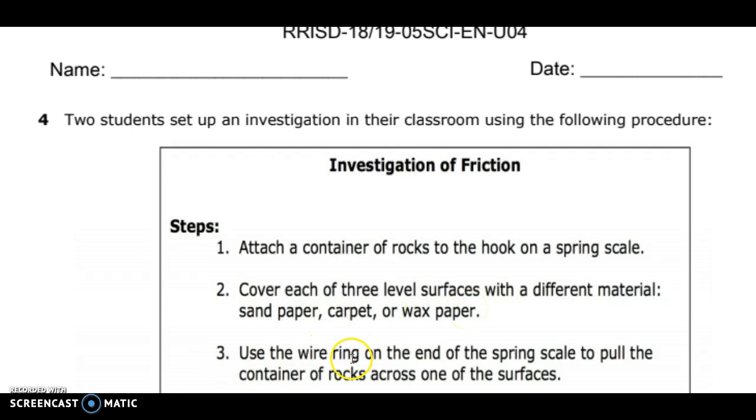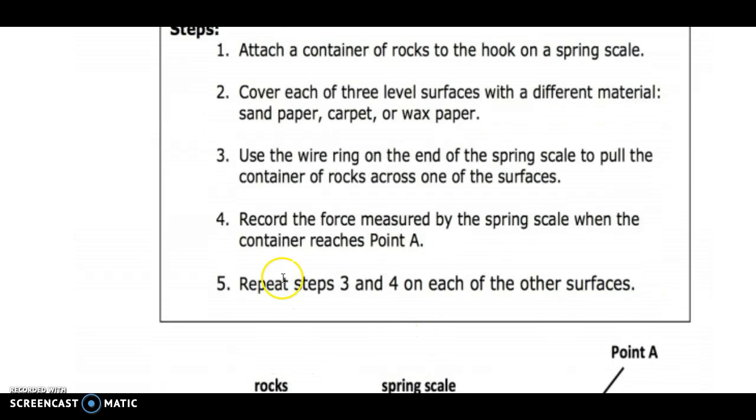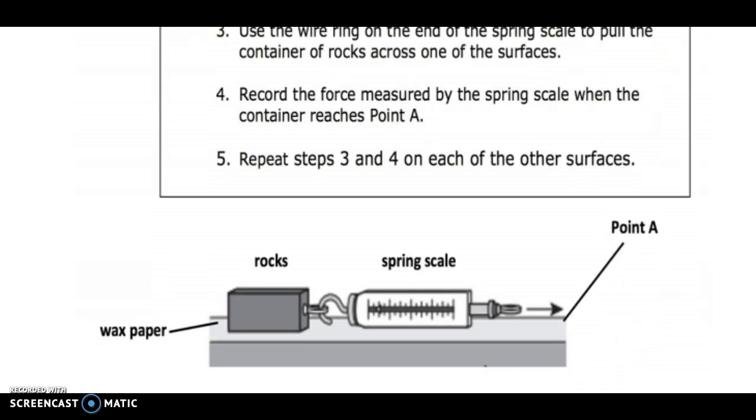Use the wire ring on the end of the spring scale to pull the container of rocks across one of the surfaces. 4. Record the force measured by the spring scale when the container reaches point A. 5. Repeat steps 3 and 4 on each of the other surfaces. Wax paper, rocks, spring scale, point A.